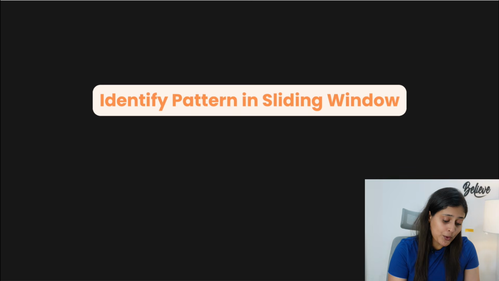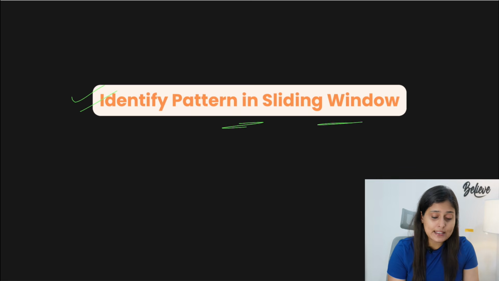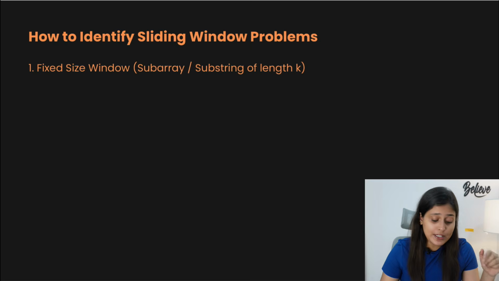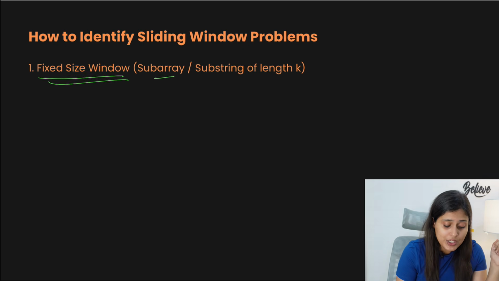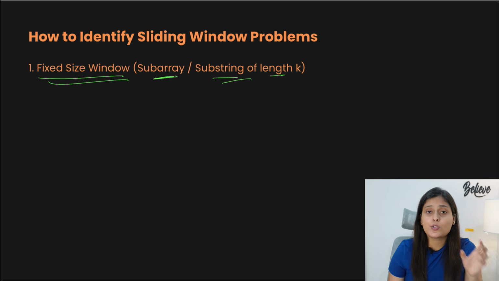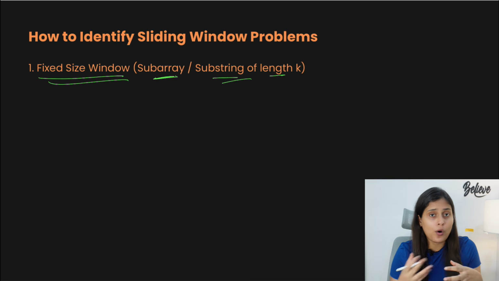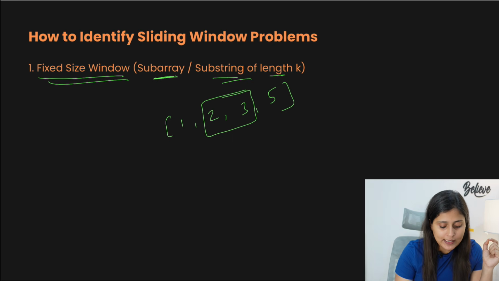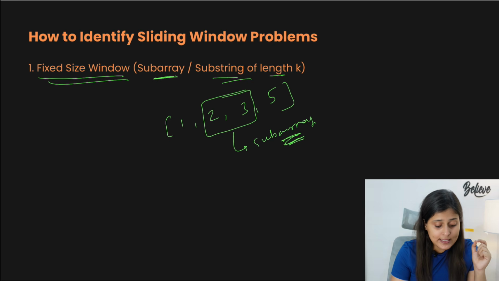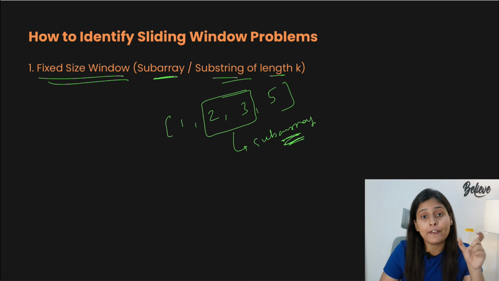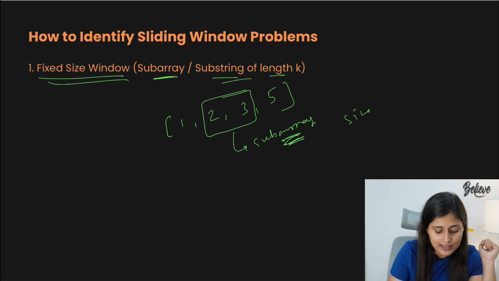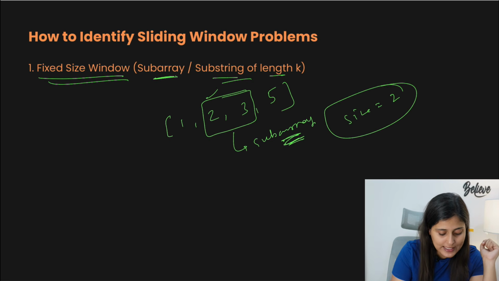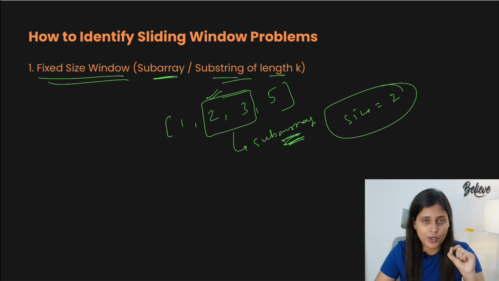Today we will discuss how to identify a pattern in a sliding window. So the very first is the fixed size window, which is nothing but a subarray or substring. So in an array of integers or a string, when you take a continuous part of it, it is called a subarray. Let's suppose this is our array, and if you are taking this part, this is called a subarray. It is also called a window of size 2, as the length of this subarray is 2.